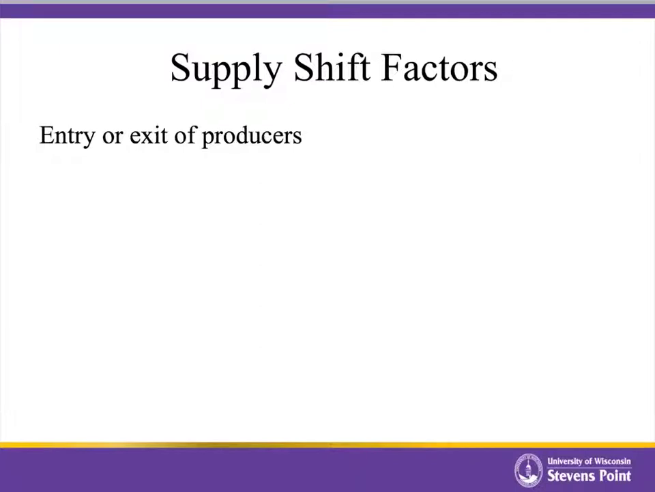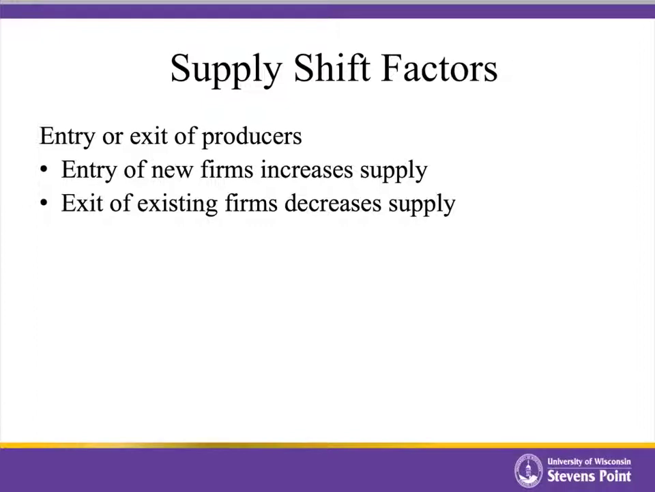Entry and exit of producers also causes shifts in supply. So if we have entry of new firms, we're adding up our market quantity supplied over a greater number of firms. We're going to see an increase in supply, or a shift to the right of the supply curve. If we have firms leaving or exiting the industry, that's going to cause a decrease in supply, a lower overall market quantity supplied at each price because there are fewer firms out there.